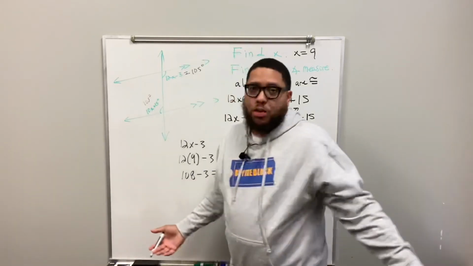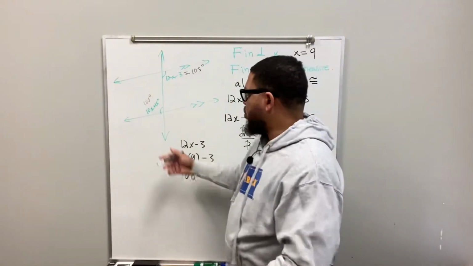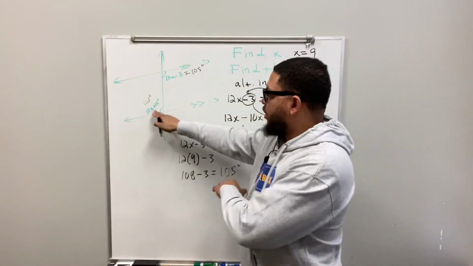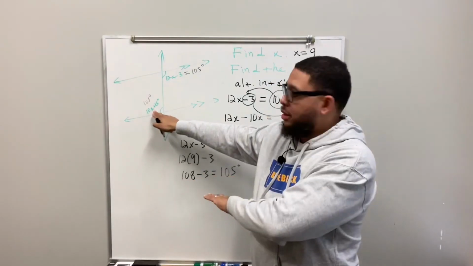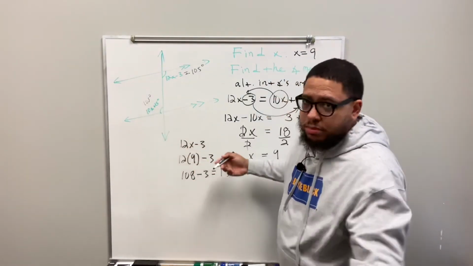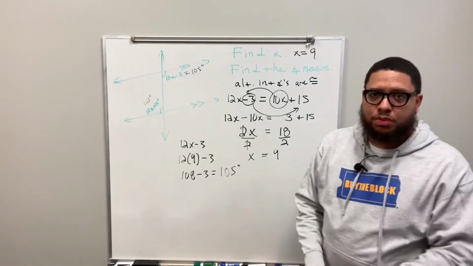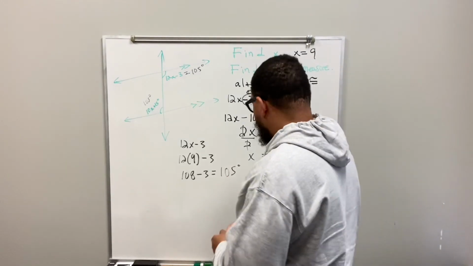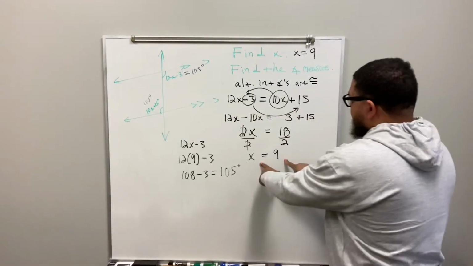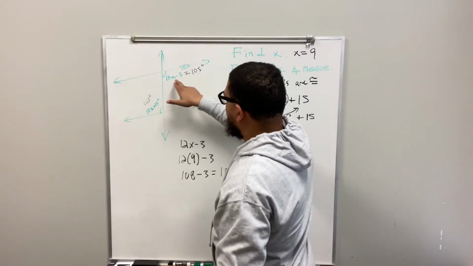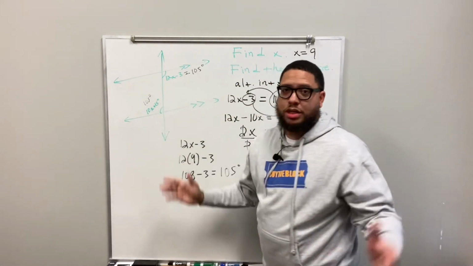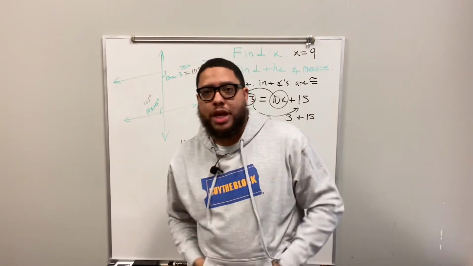But if I'm going to check my work just to be sure, okay, cool. I could throw the 9 in there for x. 10 times 9 is 90. And 90 plus 15 is 105. So that's proof. All right. So x was 9. And the angle measures are 105 each because they're alternate interior angles. And alternate interior angles are congruent.